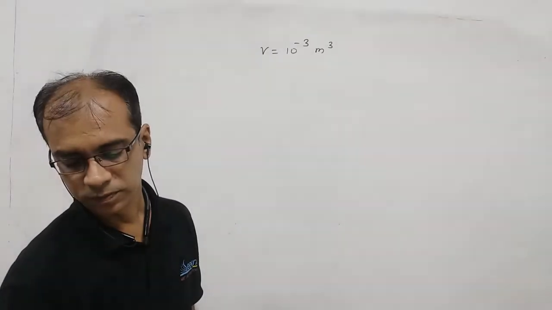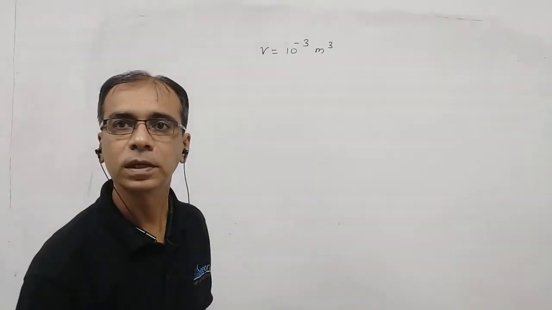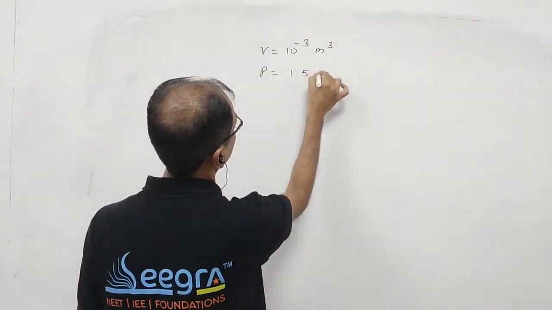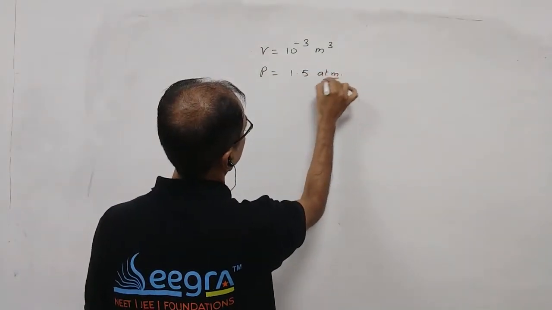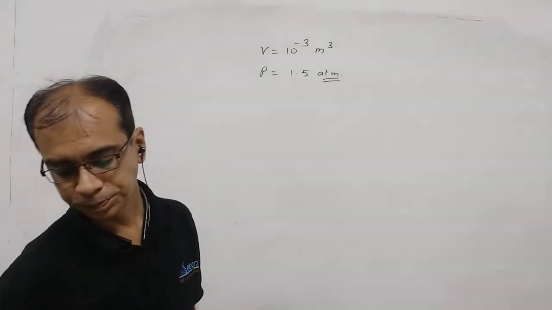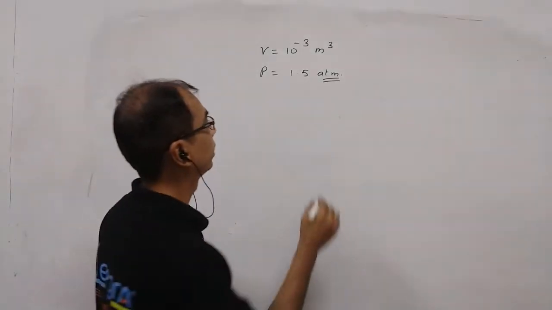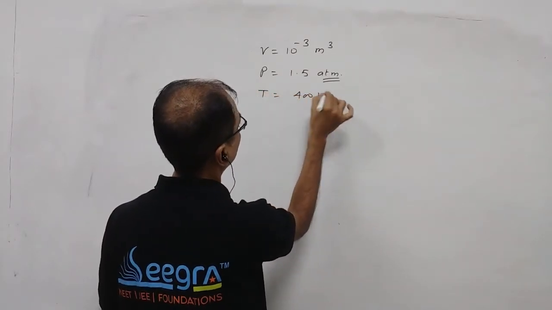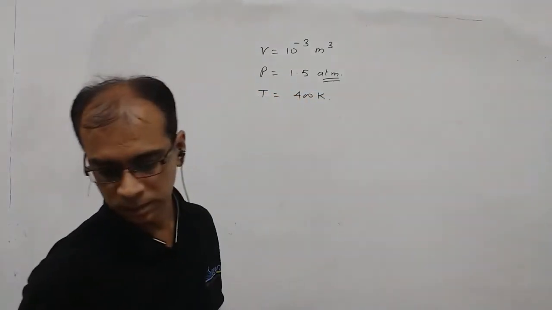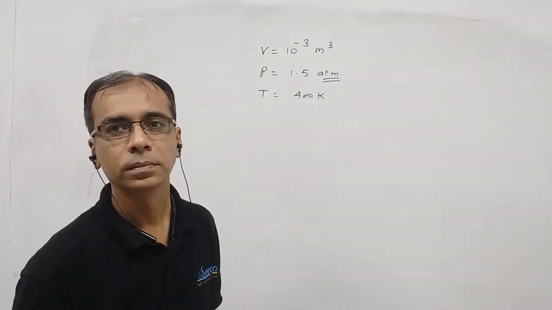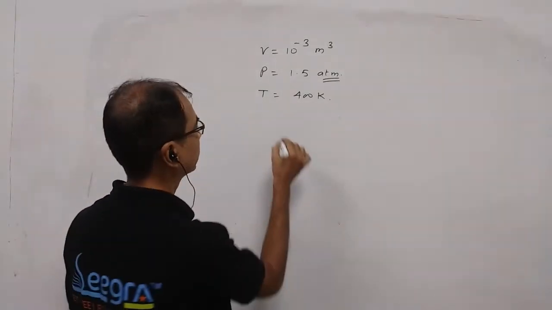At a pressure of 1.5 atmospheric. That means 1.5 into 10 to the power 5 Pascal. And temperature 400 Kelvin. Temperature given is 400 Kelvin. The jar has a small leak in it.